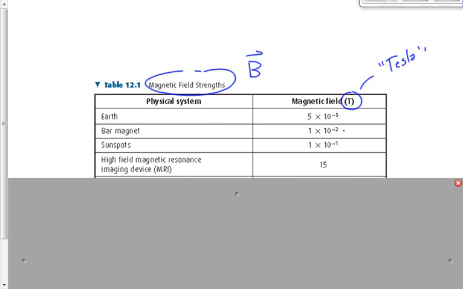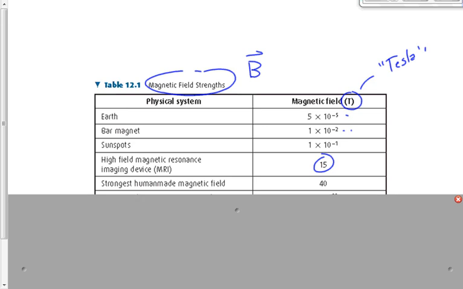Okay, but it's risky, right? Because the strength of this magnetic field is pretty strong. 15 Tesla is a strong magnetic field when you compare it to a bar magnet or especially the Earth's magnetic field. The strongest human-made magnet is 40 Tesla, only about twice as strong as an MRI machine. So an MRI machine is pretty strong when the strongest one ever made by humans is the same order of magnitude.